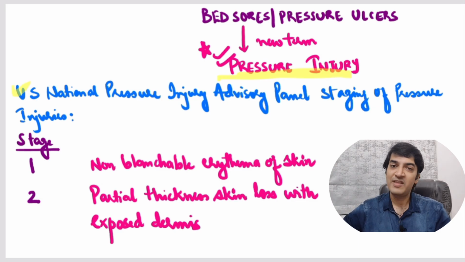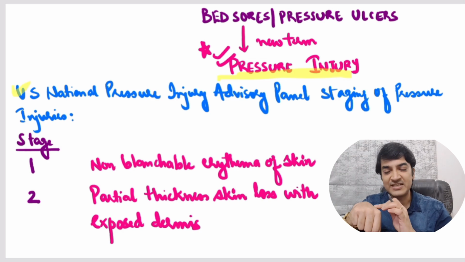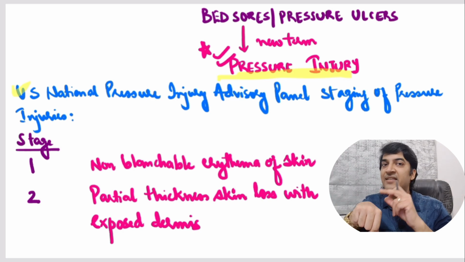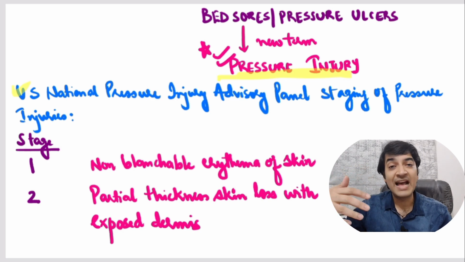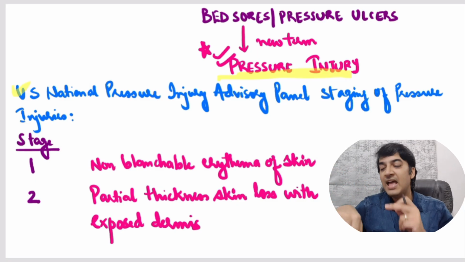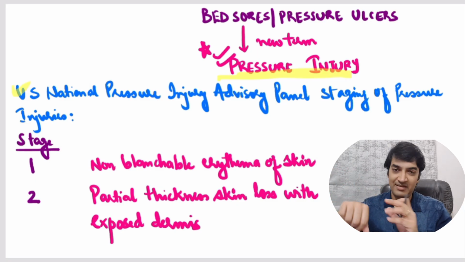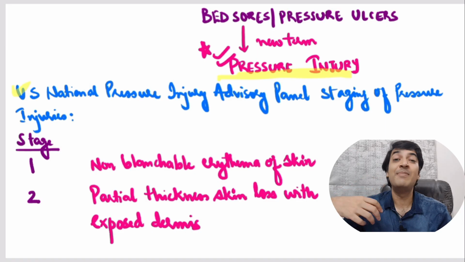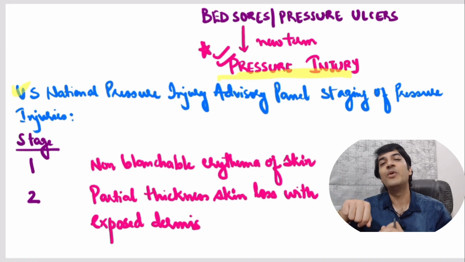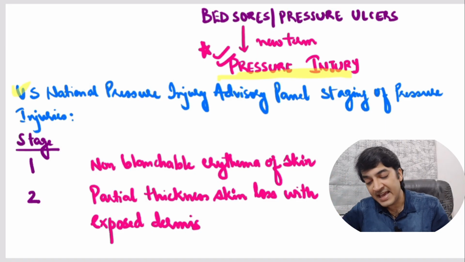Stage 1 of the bed sore is when you have a persistent non-blanchable erythema of the skin. Skin intact hai, but the erythema, the redness which is there, if you press upon that redness does not go away. That is what is called as it being non-blanchable. Agar press karne se redness chali jati hai, so that is what we call as a blanchable erythema. If it is not going, that is non-blanchable. The stage 1 is a non-blanchable erythema.